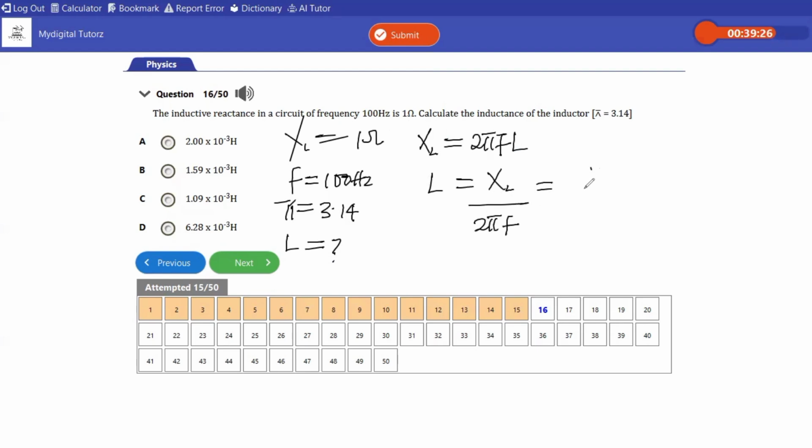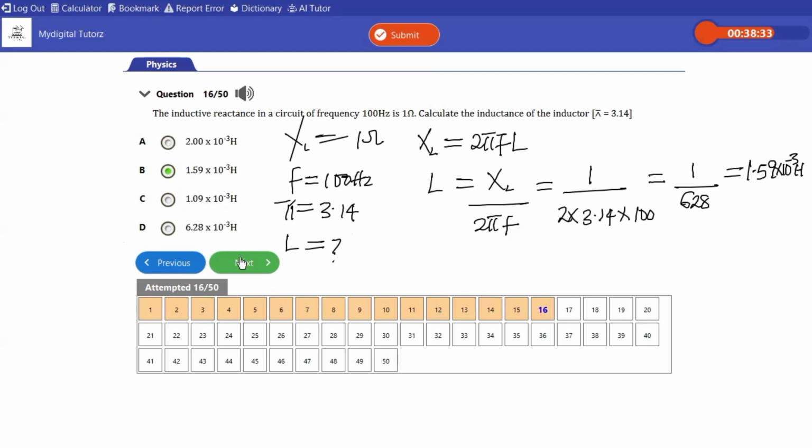So that will be equal to 1 all over 2 multiplied by 3.14 multiplied by the frequency, which is 100. When you multiply everything together, that will give us 628. So what is 1 divided by 628? That should be 1.59 times 10 raised to power minus 3 Henry. So that is option B. The correct option here is option B. I hope we are together.